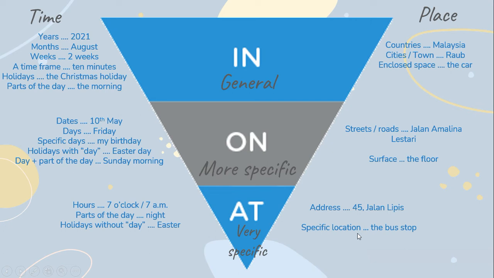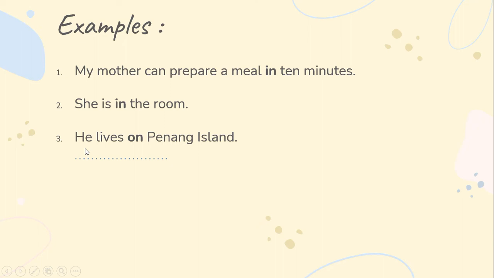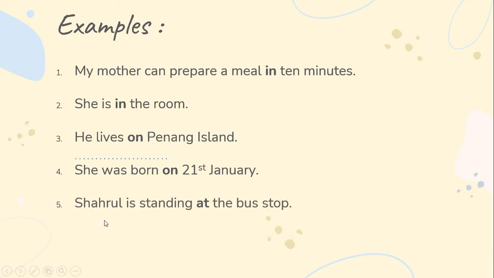Alright, now let's look at some examples on how to use in, on, at in sentences. Number 1. My mother can prepare a meal in 10 minutes. Number 2. She is in the room. Number 3. He lives on Penang Island. Number 4. She was born on 21st January. Number 5. Shahrul is standing at the bus stop. And finally, number 6. See you at 2 o'clock.